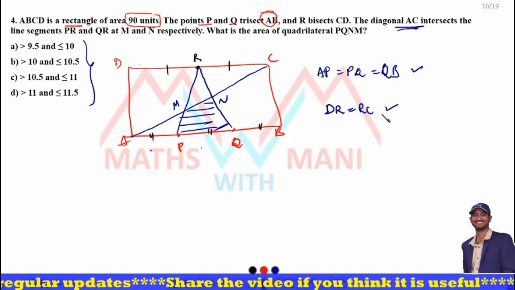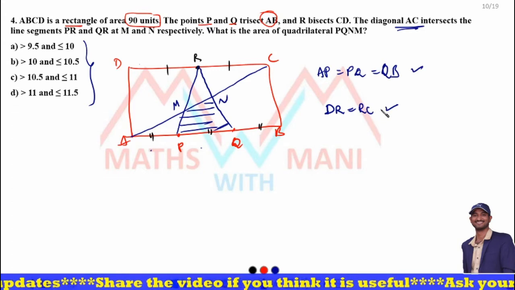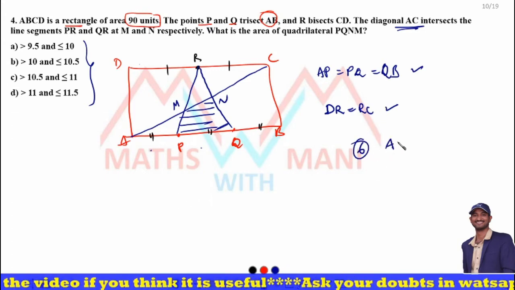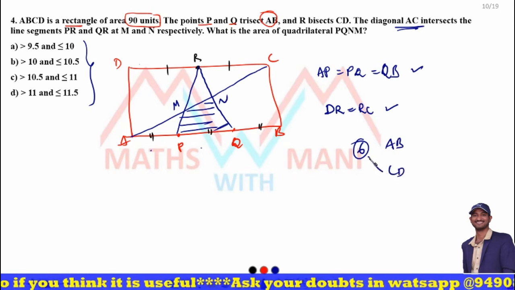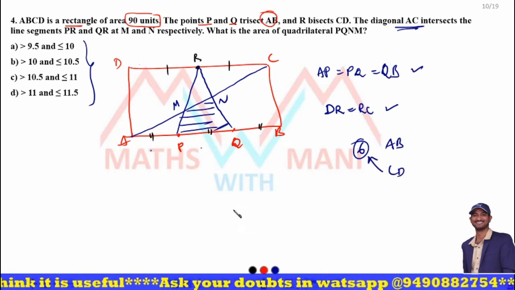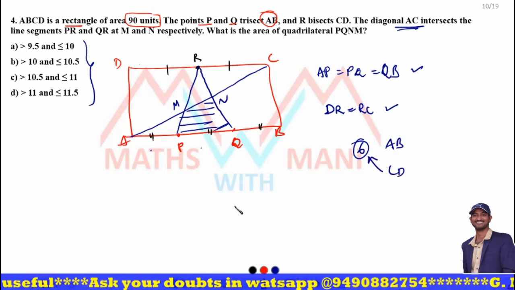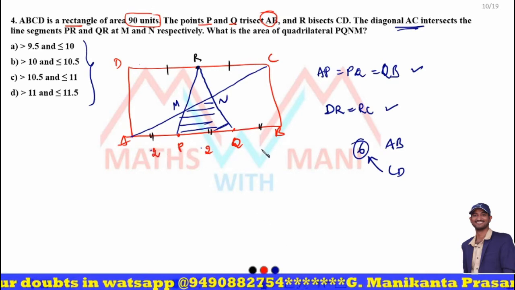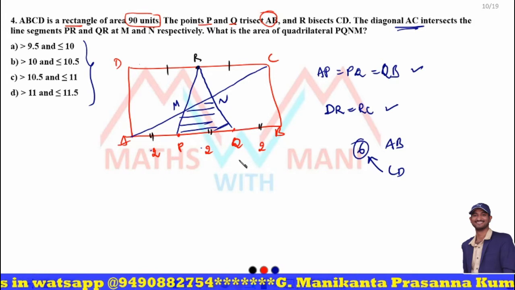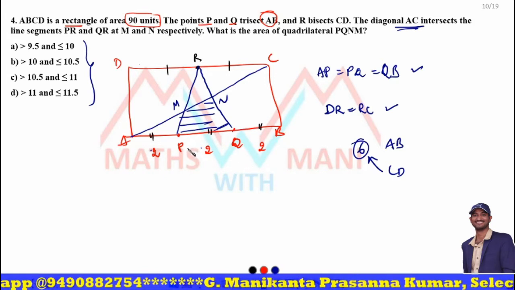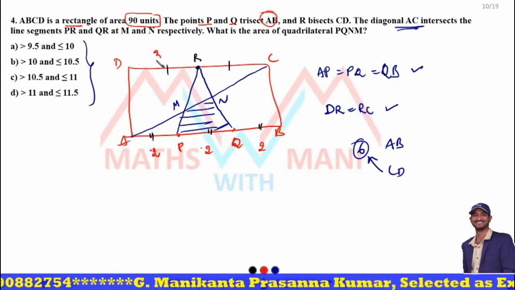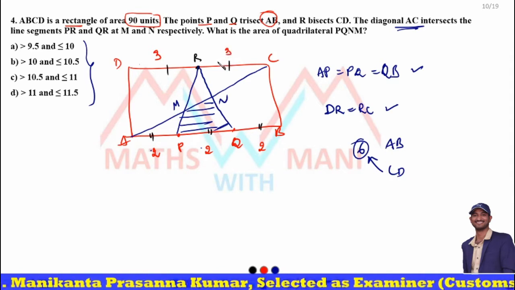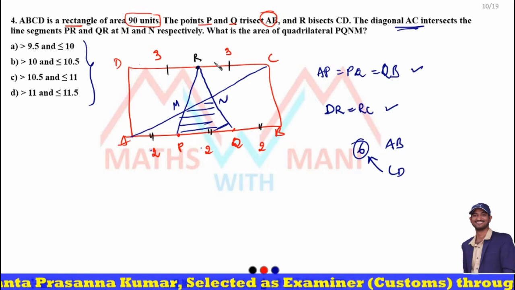So I'll take the LCM of 3 and 2. What is the LCM of 3 and 2? 6. So that's why I'll take AB and CD as 6 units, for simplification, not more than that. Then it is 2 parts, 2 parts, 2 parts, because the total 6 parts is divided into 3 parts. Next, DR is 3 parts and RC is also 3 parts. Very good. I hope all of you understand.